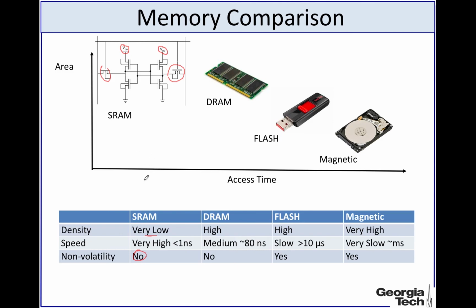You can readily see that SRAMs are volatile, meaning that as soon as you turn off the power, the data stored in it will be lost. And the reason is very simple. If VDD goes to 0, then all these voltages at the output and input will go to 0. So again, when you power up the system, you will have to write all the data into the SRAM array. And you will also see that DRAM is volatile. On the other hand, flash and magnetic hard drives are non-volatile. DRAM is volatile, flash and magnetic disks are non-volatile.